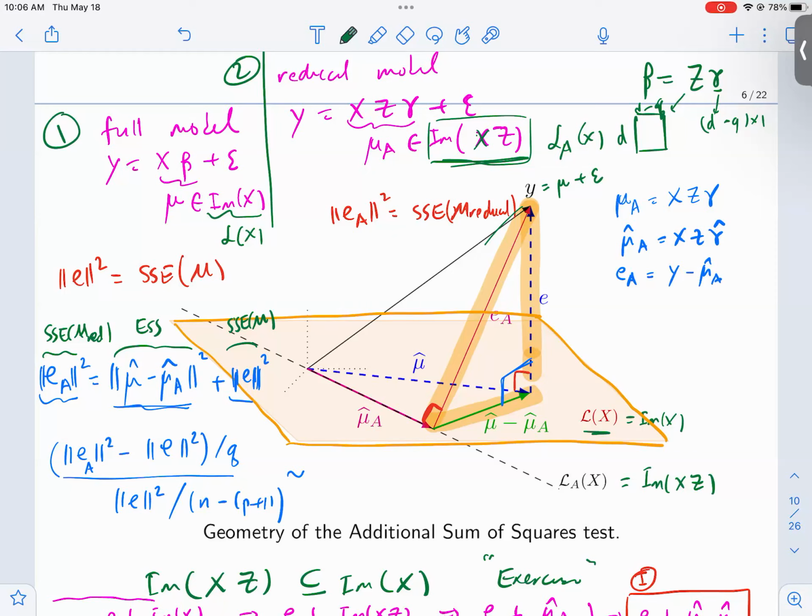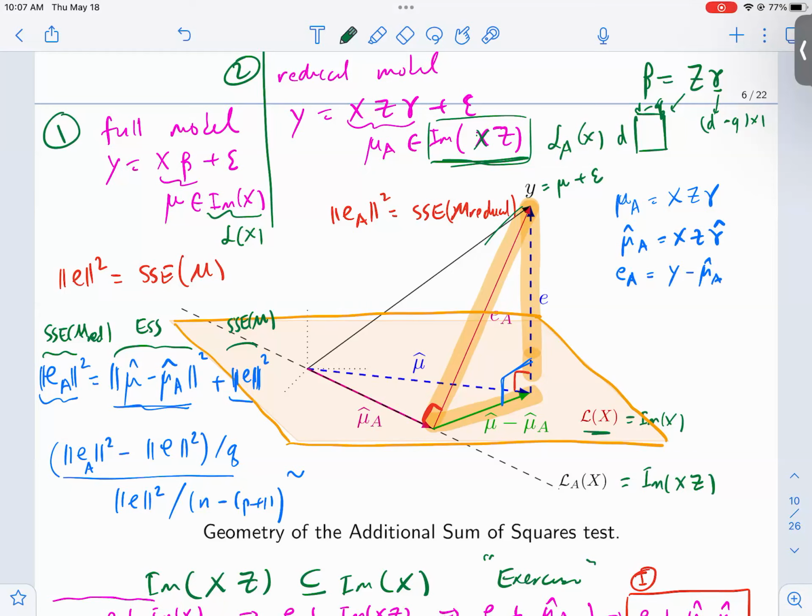If you understand this, you'd understand what happens if there's no noise. If there's no noise, can you tell me what each of these quantities would look like? If there's no noise, y would be equal to mu, and so y would be in the image. In that case, what would be mu hat? What would be mu hat A? What would be E? Yes. Mu hat and y would be the same. Great. And when you do the reduced model, what would E be then? E would be 0. So basically what would happen in that case is that this would be y. E would be 0, so y drops down.